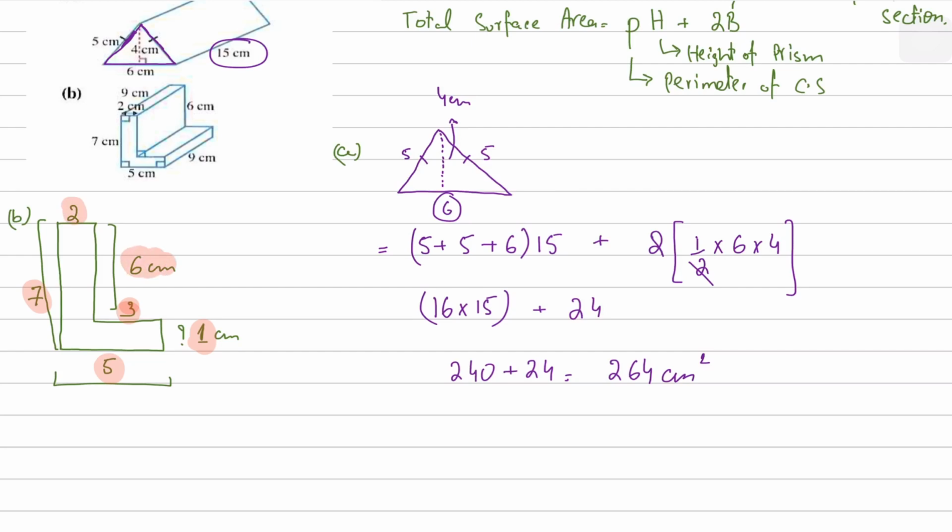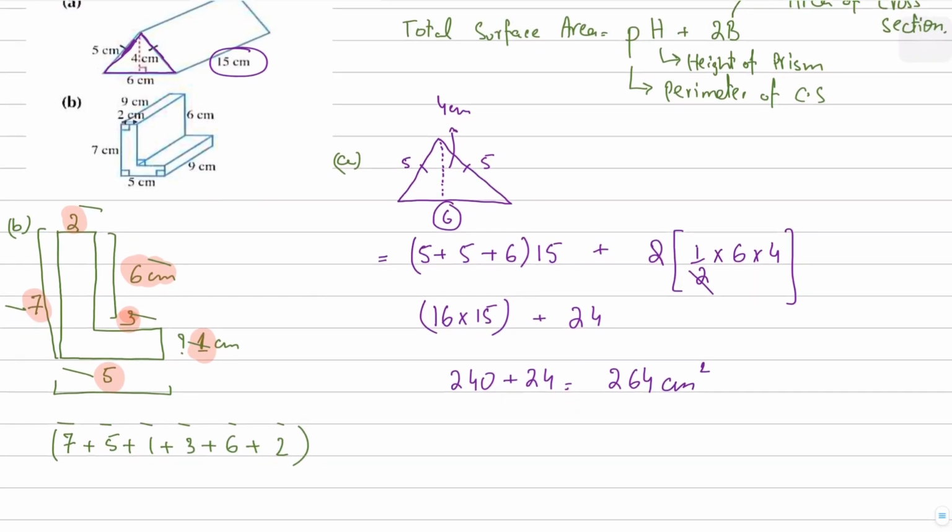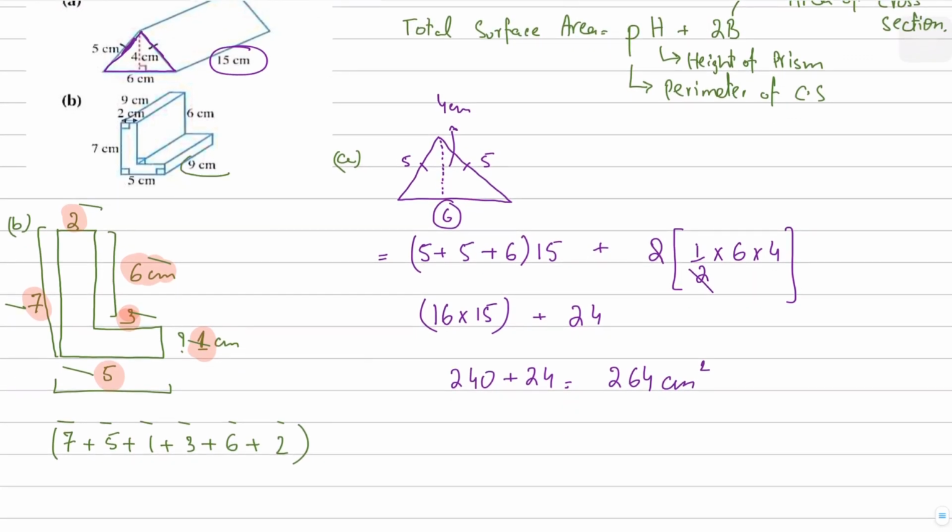So with the help of this, I can easily work out the perimeter. So I'm going to do just that. I'm going to find out the perimeter, for which I'm going to take 7 plus 5 plus 1 plus 3 plus 6 plus 2. Let me double check. 1, 2, 3, 4, 5, and 6. So I'm going to times this by the height of the prism. So height of the prism, you can see, is 9. Okay, so I'm going to multiply this by 9 plus 2 into area of cross section.